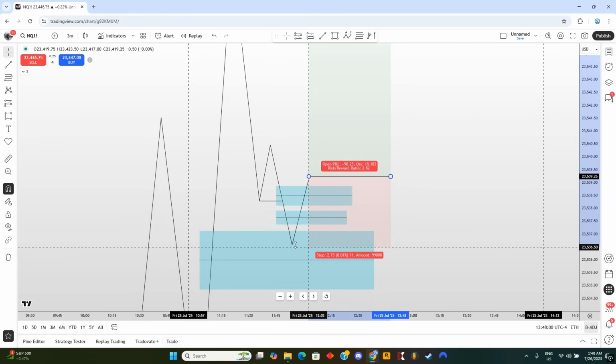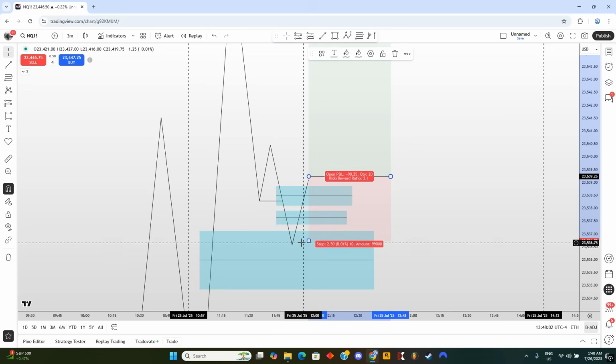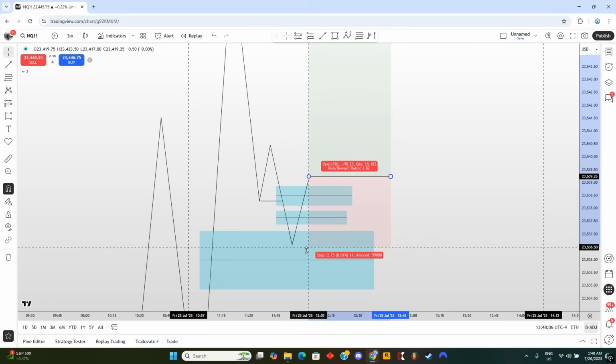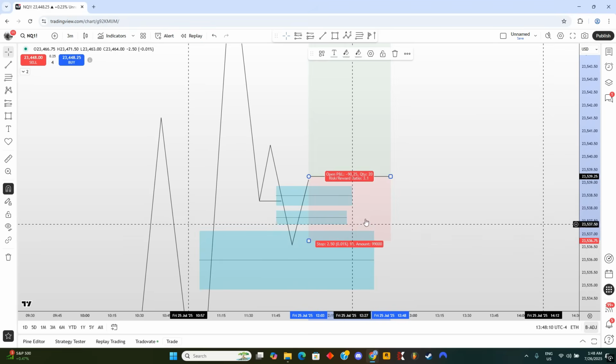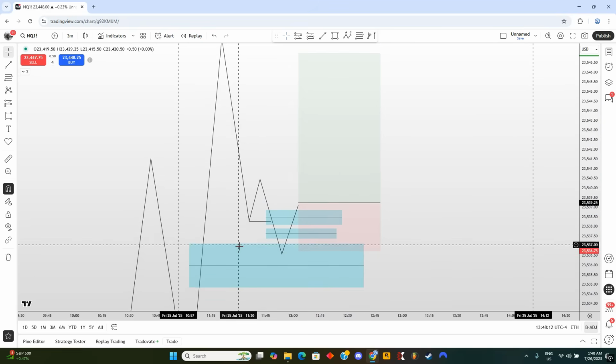Your stop is going to go below the bodies of the candles, not the wick, because your stop loss is going to be big. Below the bodies, the closing and opening.